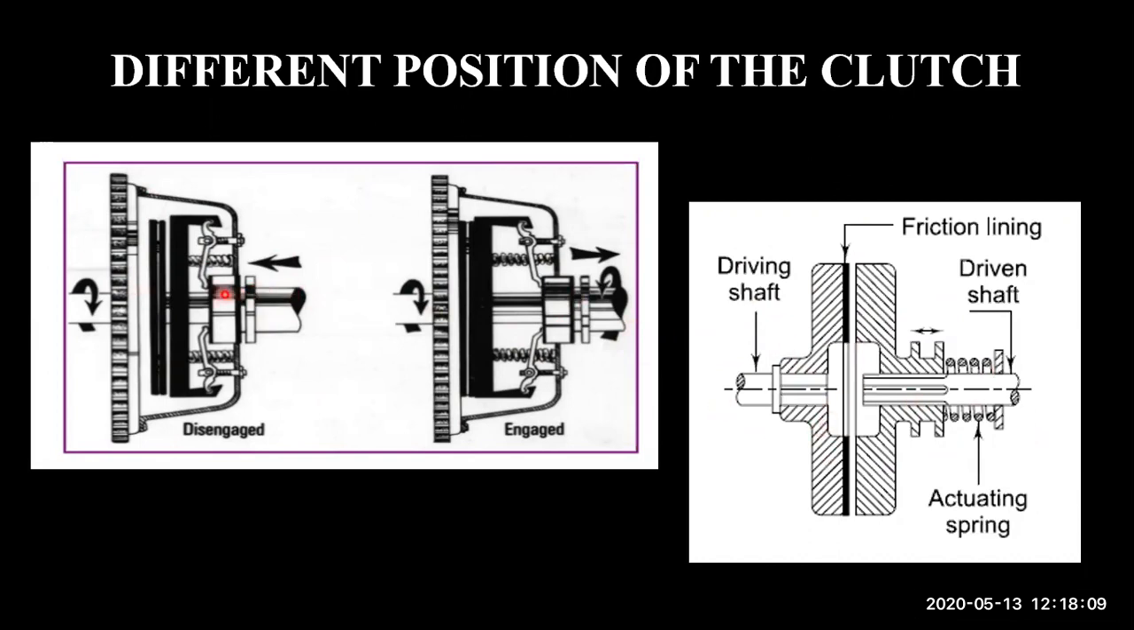Until it comes in contact here, this will be stationary and this part will be rotating. So it is in the disengaged position. Whenever you're shifting gears, or you don't want the vehicle to move, it will be in the disengaged position. When it engages, when the lever pulls, you can see the springs are elongated and they come in contact with this clutch plate, and in turn both are rotating. This is an engaged position, and now you're moving the vehicle in that kind of application.